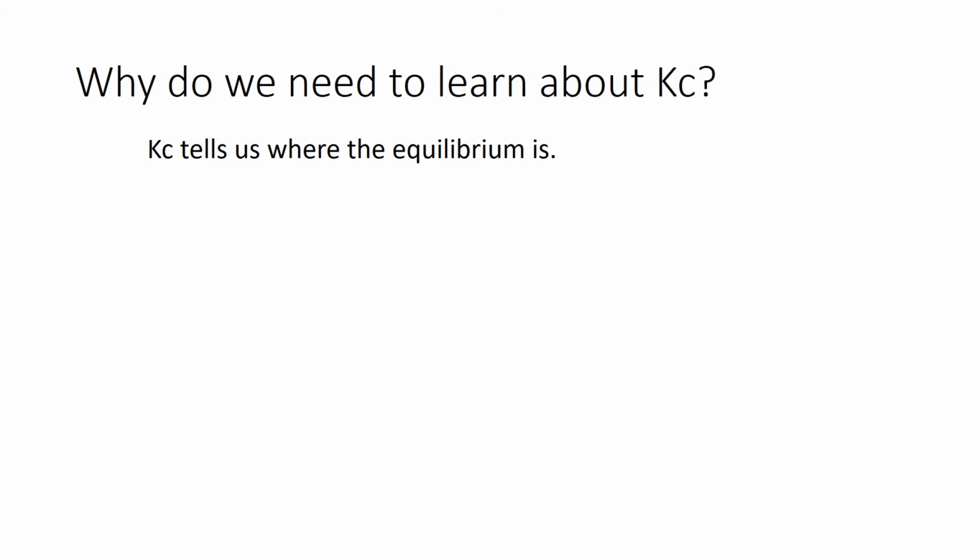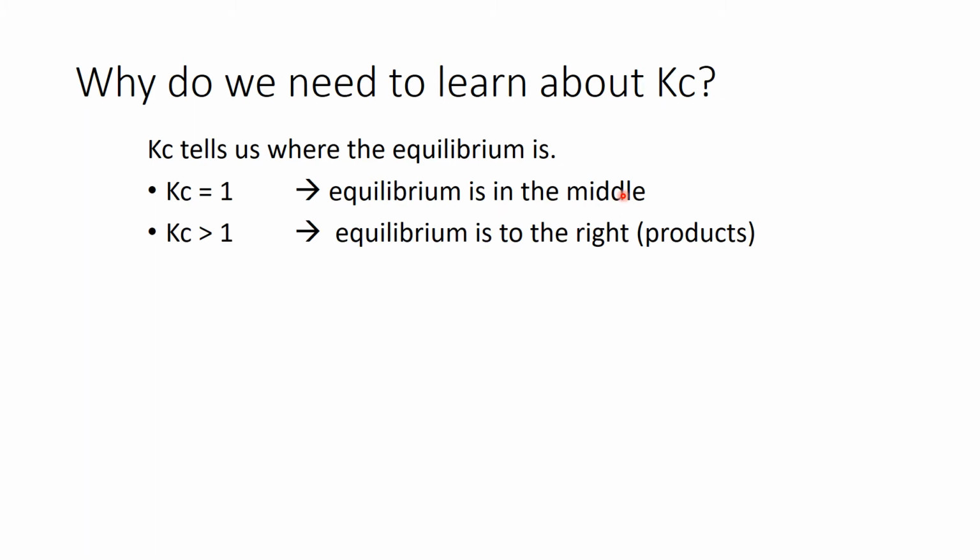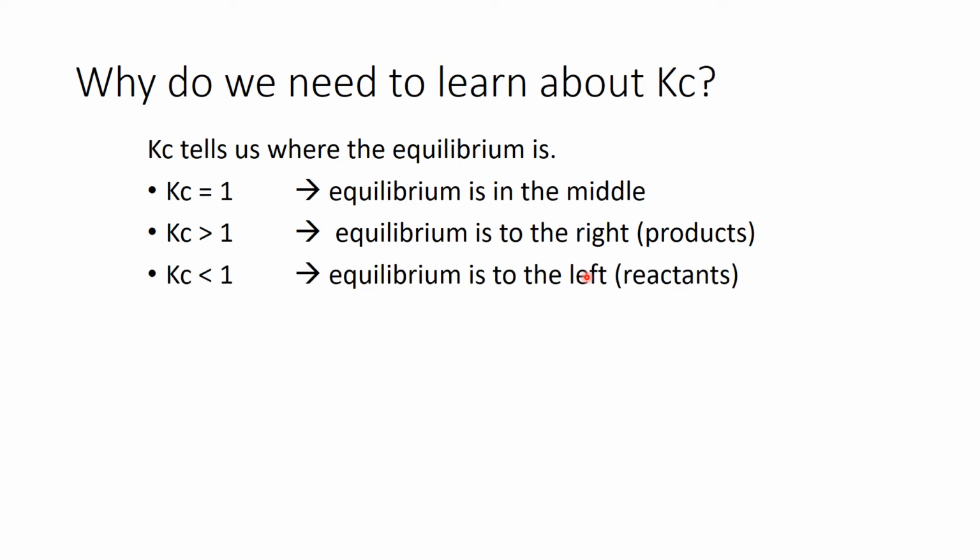Before we look at our worked example, I just want to pause briefly and remind ourselves about why we need to learn about Kc. We've talked about this earlier in the video, but I think it's necessary to revisit it again to think about what this means. Well, Kc simply tells us where the equilibrium lies. So if Kc is exactly equal to 1, then we say the equilibrium's slap bang in the middle. If Kc is greater than 1, then the equilibrium is to the right, to the side of the products. And if Kc is less than 1, the equilibrium is to the left, towards the reactants.